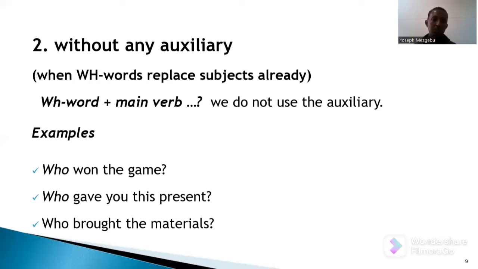So who is used in this case as the subject of the sentence. Who gave you this present? The president, the chairperson, the dean of the college. But who is the subject here, meaning it indicates the subject. So we don't have any auxiliary verb here. Gave is the main verb which follows the wh word who. Who brought the materials? My brother, my friend, my classmate. Who refers to those, it acts as a subject. So wh words here act as subjects, and the verbs that follow them are main verbs.